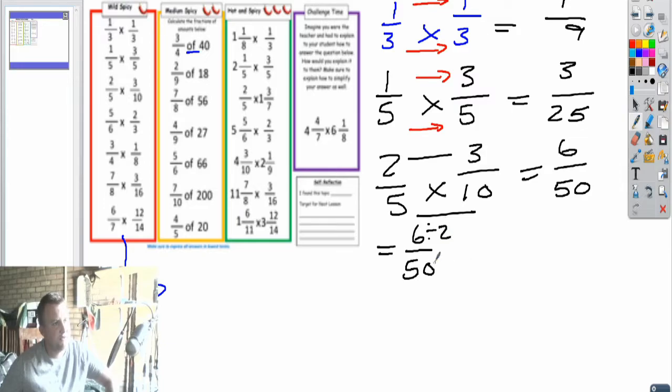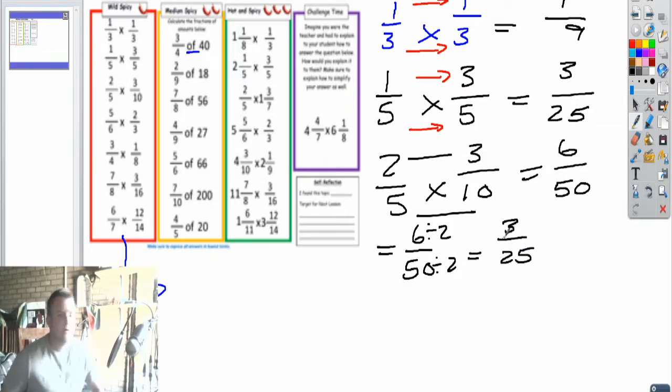So let's divide by 2, and let's divide this one by 2. Remember, when you're making equivalent fractions from the previous week before half term, you've got to divide both numbers by the same amount, both the denominator and the numerator. Here, 6 divided by 2 is 3, and 50 divided by 2 is 25. We decided earlier that 3 over 25 we can't simplify anymore. So that's the first one.